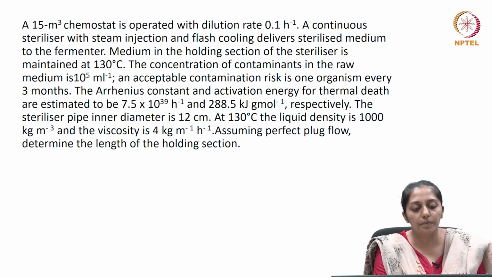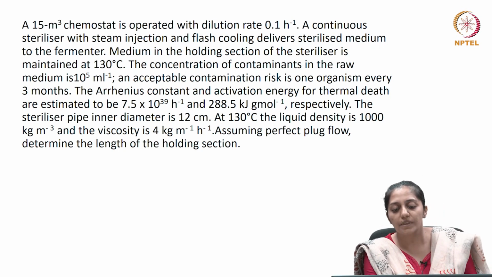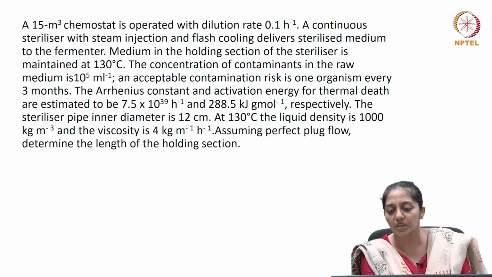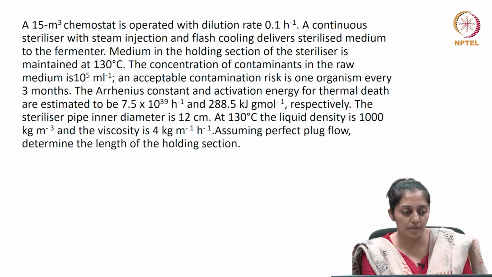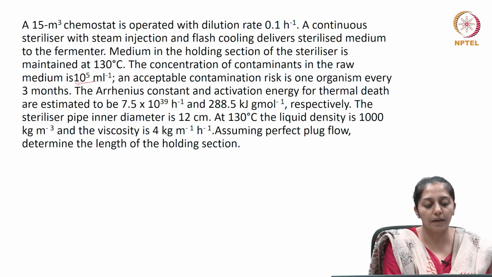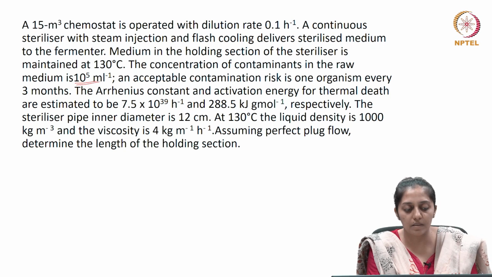A 15 meter cube chemostat is operated with a dilution rate of 0.1 hour inverse. A continuous sterilizer with steam injection and flash cooling delivers sterilized medium to the fermenter. So this is a continuous heat sterilization process. Medium in the holding section of the sterilizer is maintained at 130 degrees C. The concentration of the contaminants in the raw medium is known, which is 10 to the power of 5 organisms per ml. This is the load.